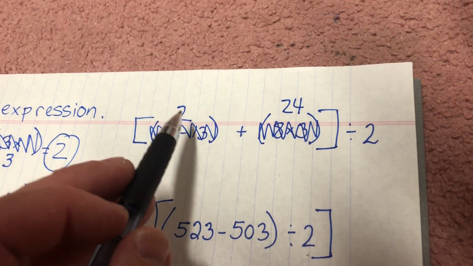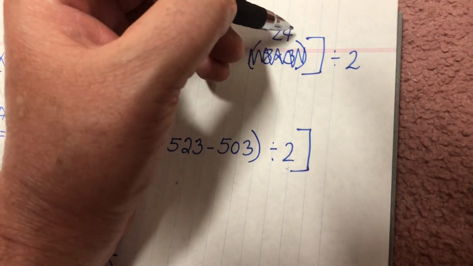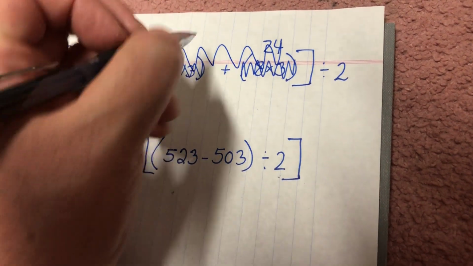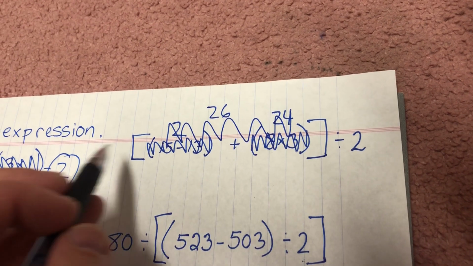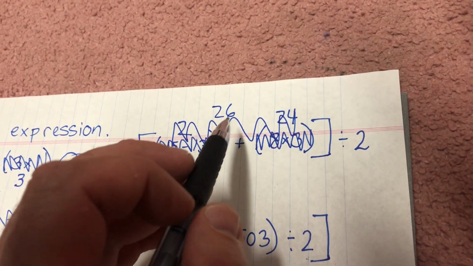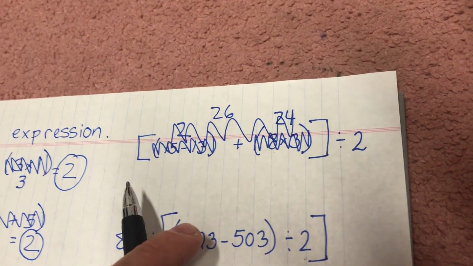That leaves me with 2 plus 24. Well, 2 plus 24 is 26. Inside the brackets is 26. And then it says that whole thing divided by 2. So it's 26 divided by 2.